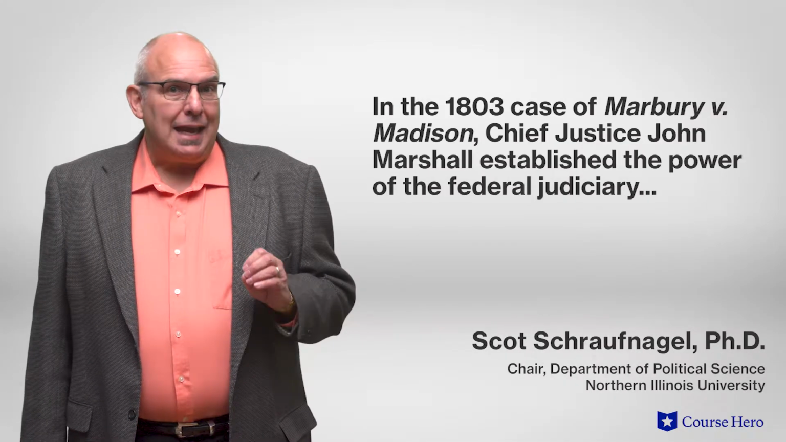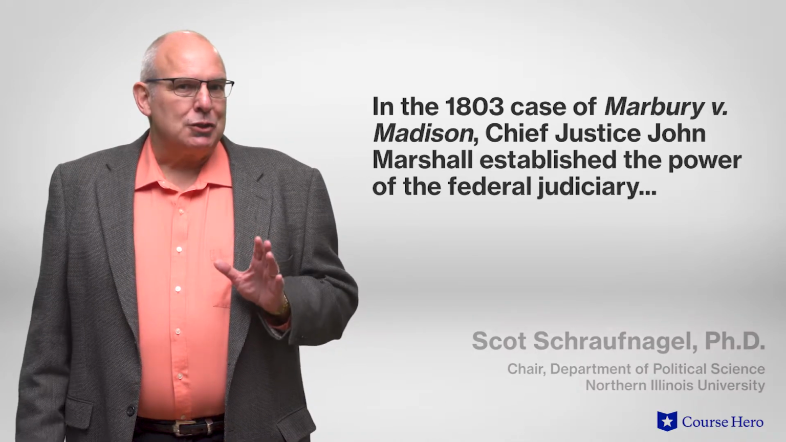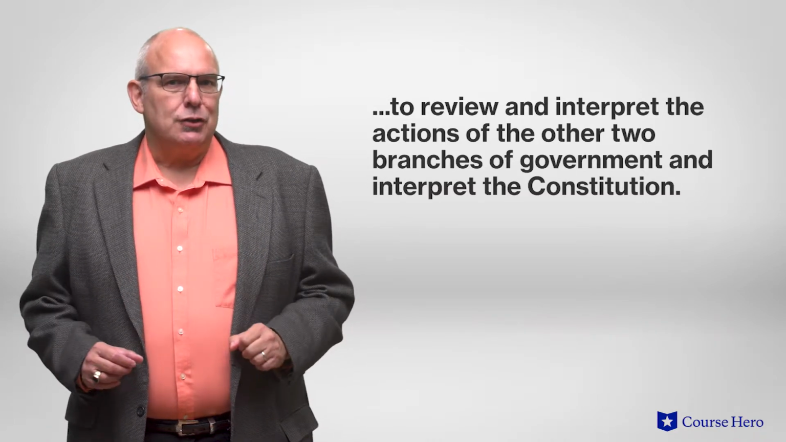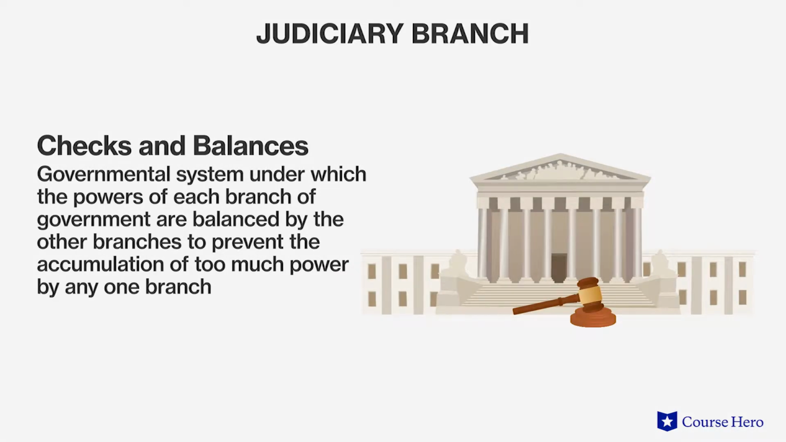In the 1803 case, Marbury versus Madison, Chief Justice John Marshall established the power of the federal judiciary to review and interpret the actions of the other two branches of government and to interpret the U.S. Constitution. As one of three branches of the U.S. government, the judiciary is part of the system of checks and balances at the center of American constitutional government. In this system, the powers of each branch are restrained and balanced by those of the other branches to prevent the accumulation of too much power by any one branch.